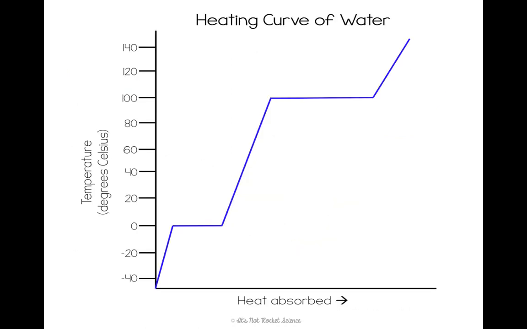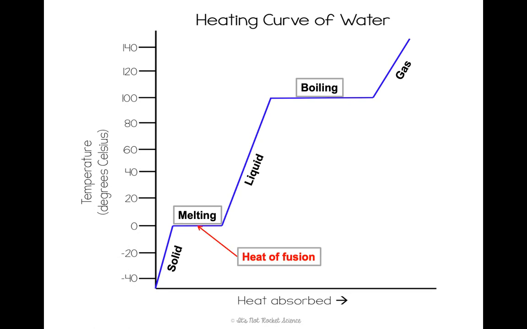So let's go ahead and break this one down. So this is the heating curve of water. So here's the solid. So when you go from a solid to the next phase change, which is a liquid, you're going to be melting. And then from a liquid to the next phase, which is gas, you're going to be boiling. There are some different things in between that we've already talked about. So the heat of fusion right here, when you go from a solid to a liquid, and then heat of vaporization when you go from a liquid to a gas.